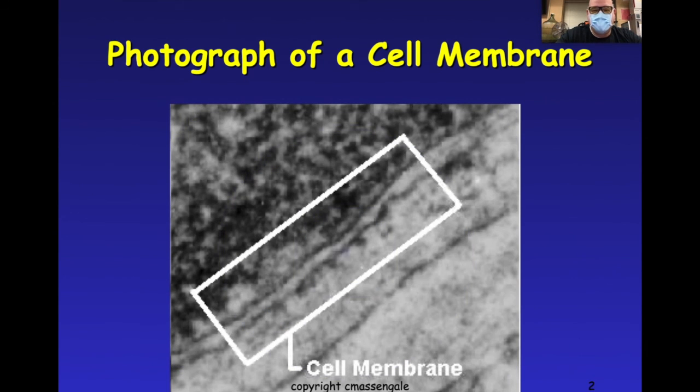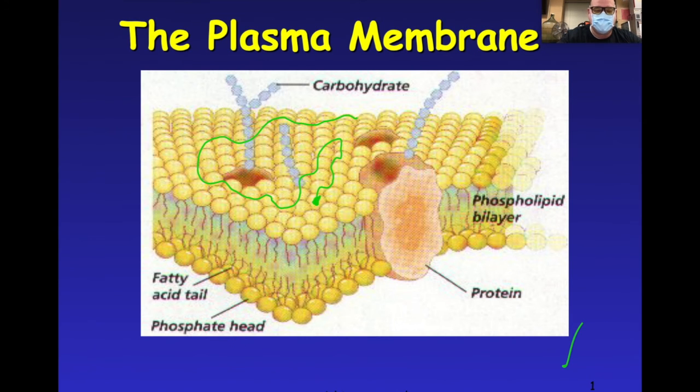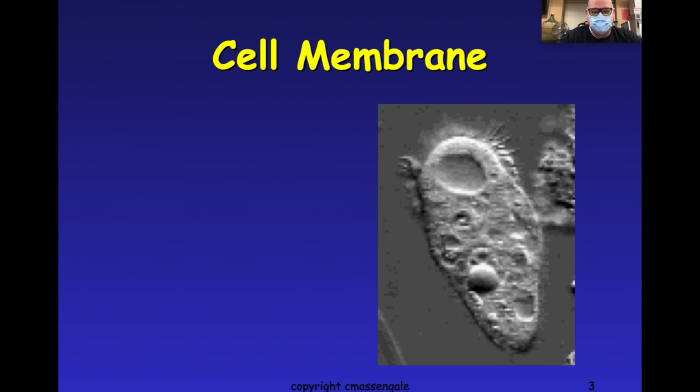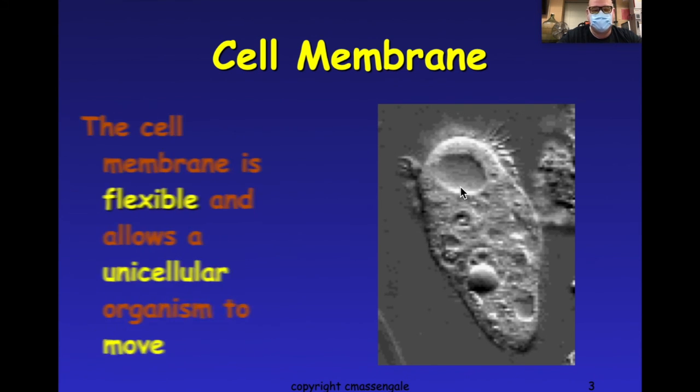So here is an electron microscope picture of the cell membrane. If you look very carefully, you see two lines right there, because the cell membrane is a double layer. And if we go back to this picture here, you can see there's a layer here and a layer here. That's what I'm showing you in this picture. So let's look a little more at its purpose.